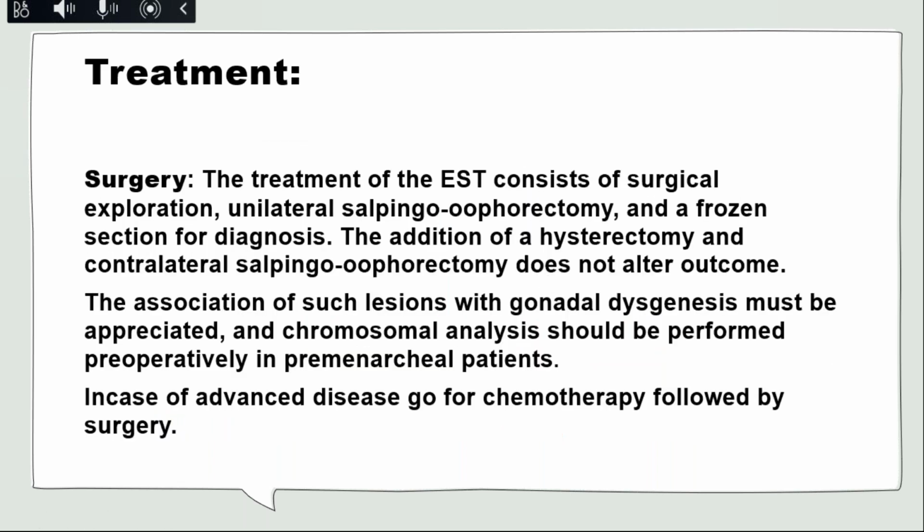The treatment may consist of surgical exploration, unilateral salpingo-oophorectomy, and a frozen section for diagnosis. The addition of a hysterectomy and contralateral salpingo-oophorectomy does not alter the outcome, as I already mentioned, and the association of such lesions with gonadal dysgenesis must be appreciated, and chromosomal analysis should be performed preoperatively in premenarchal patients. In case of advanced disease, we have to go for chemotherapy followed by surgery.